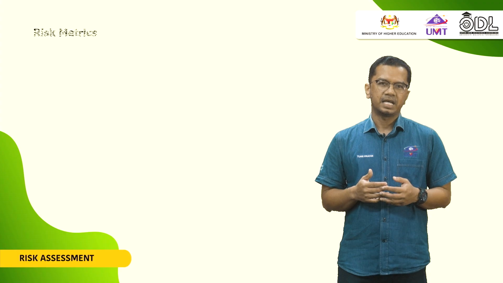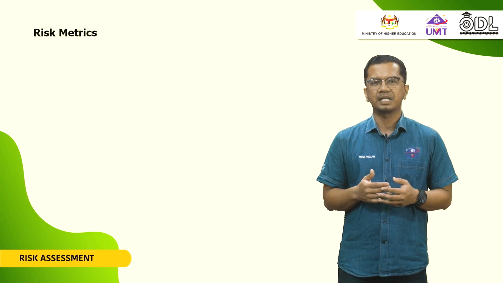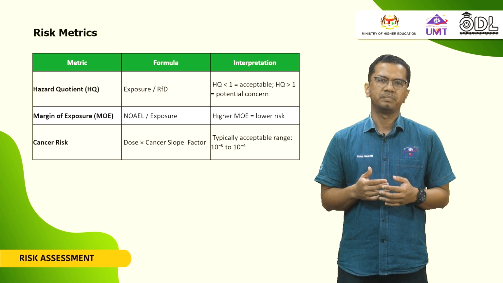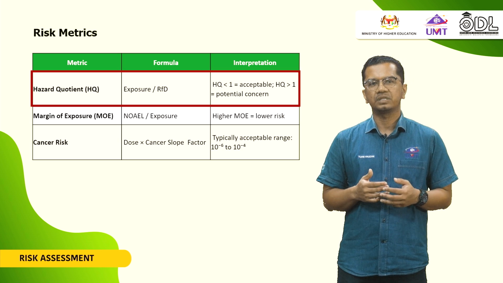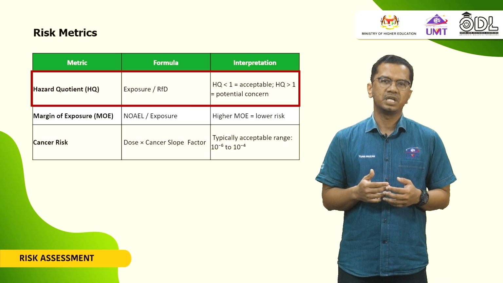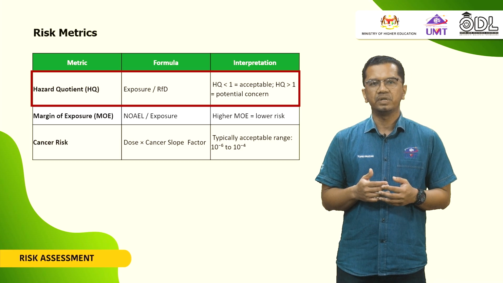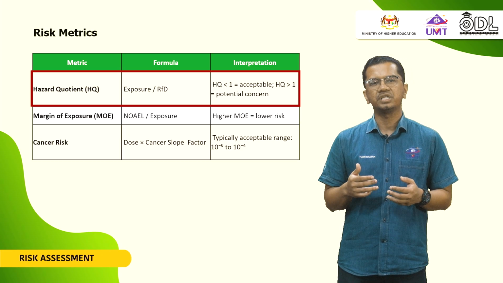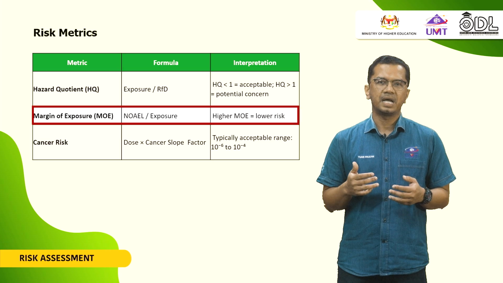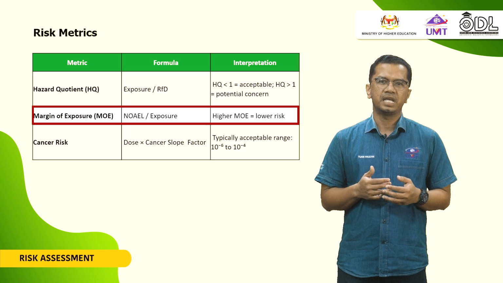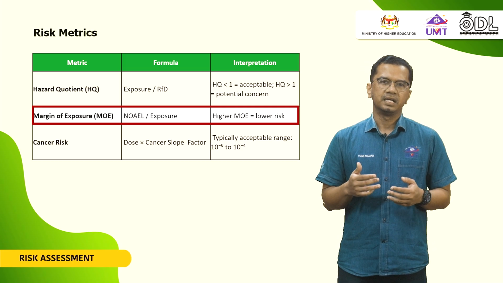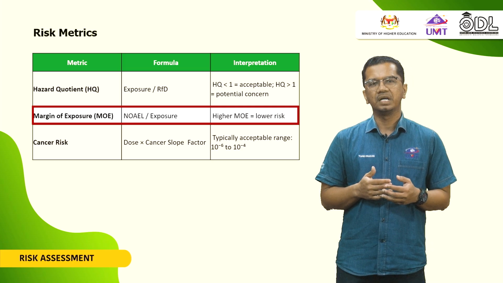Risk metrics help quantify the potential health impacts of chemical exposure. Let's look at 3 commonly used measures. First, the hazard quotient compares exposure to a reference dose. If HQ is less than 1, the risk is considered acceptable. If it's greater than 1, it may indicate a potential concern. Next is the margin of exposure, which is the ratio of the NOAEL to actual exposure. A higher MOE means lower risk.